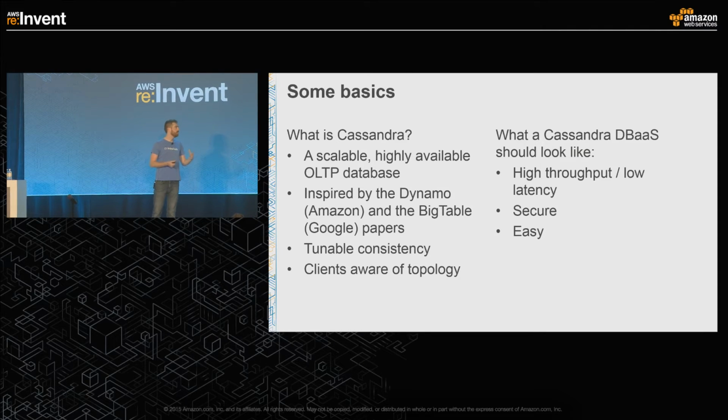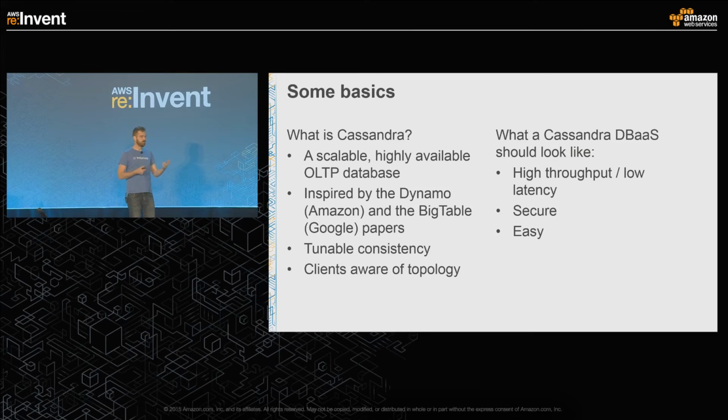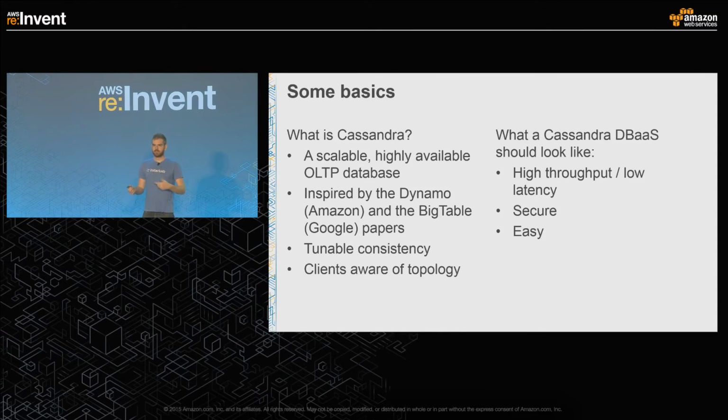And one other thing that'll be a little bit important as I'm talking about some of the decisions we made, is that clients are very much aware of the topology of the cluster that you're supporting. So what should a Cassandra as a service actually look like? It should be high throughput, it should be low latency, it should be secure, it should be easy. And unfortunately, this bullet point fell off, but it's actually one of the most important things. It should be highly available.